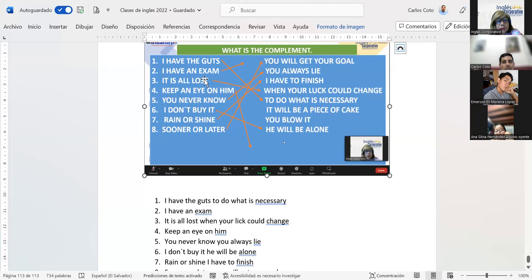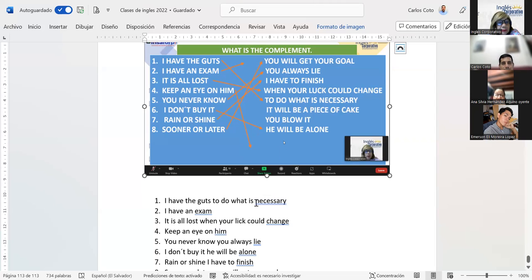La tres, yo digo que borremos todo y lo volvamos a hacer de nuevo porque no pegan. Vaya, nos falta la dos. No, la son dos, mentiras. No, cuatro. No lo borremos. No nos queda tiempo. Yo creo que la cuatro es la de he will be. No, él siempre miente.